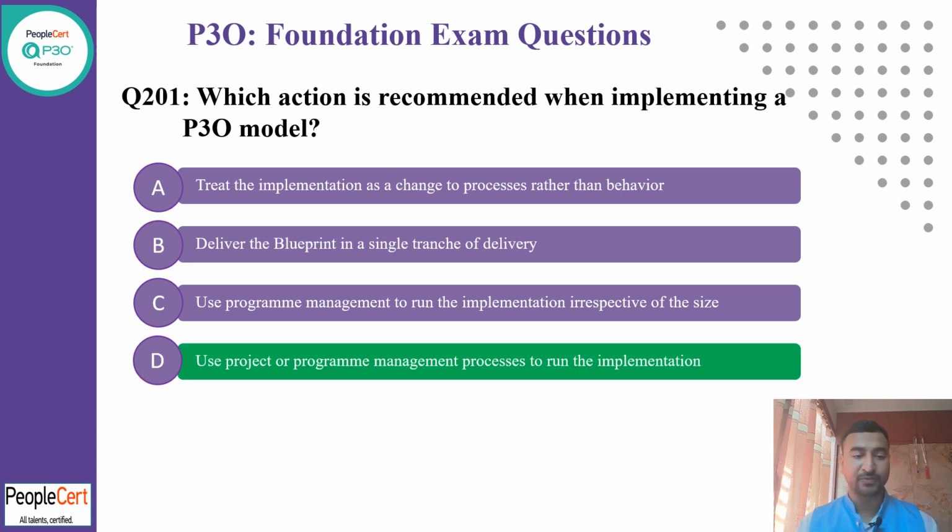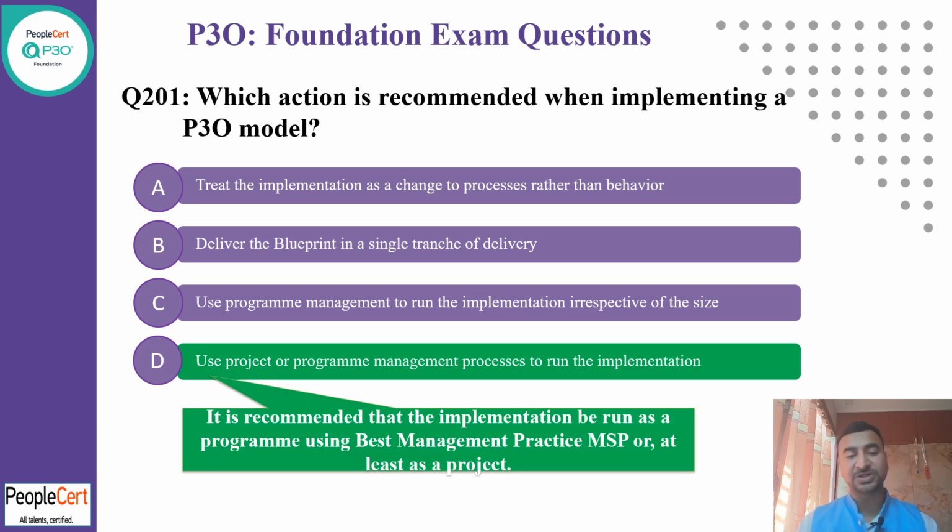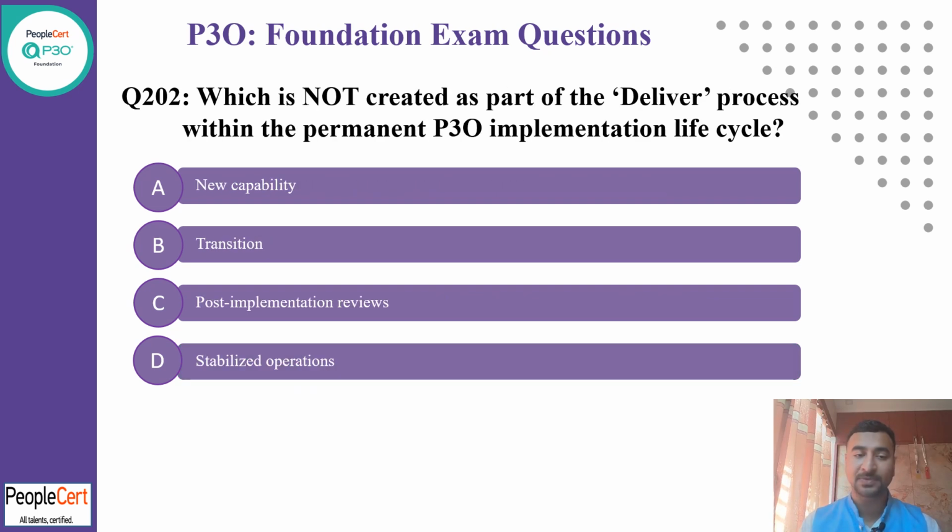Let's see how it would be. Yes, it is the correct answer, and the rationale is also provided. It is recommended that implementation be run as a program using a best management practice, or at least as a project. So ideally, you need to implement it as a program management lifecycle, but in the worst case scenario where your organization doesn't have the capability and resources to implement it as a program, at the bare minimum you have to follow the project management lifecycle. So D is the most correct answer.